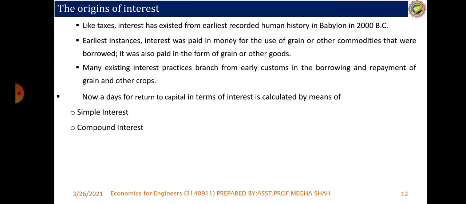So here in that example, we are calculating interest in two ways, either as simple interest or compound interest. We have already learned in primary school how to calculate simple interest and compound interest. Those formulas we will discuss in the next slide.